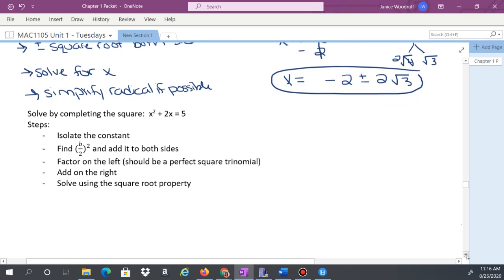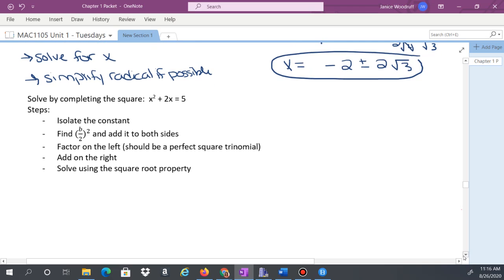You are going to have to keep completing the square as you go through this class and into pre-calc, because that's how you're going to solve conics. So pre-calc and trig. So you will continue this.